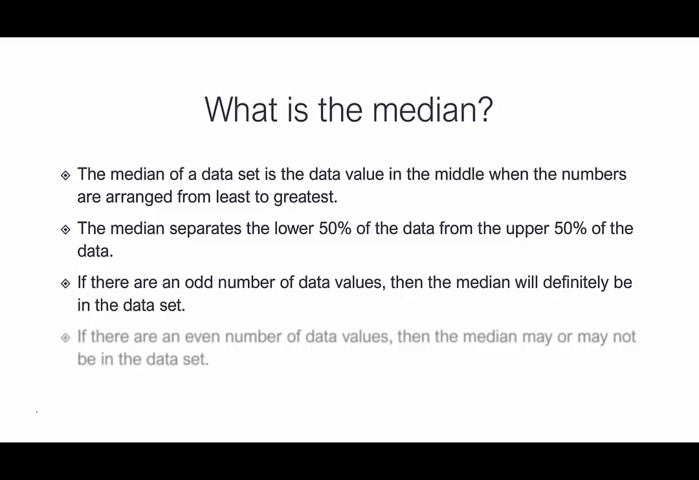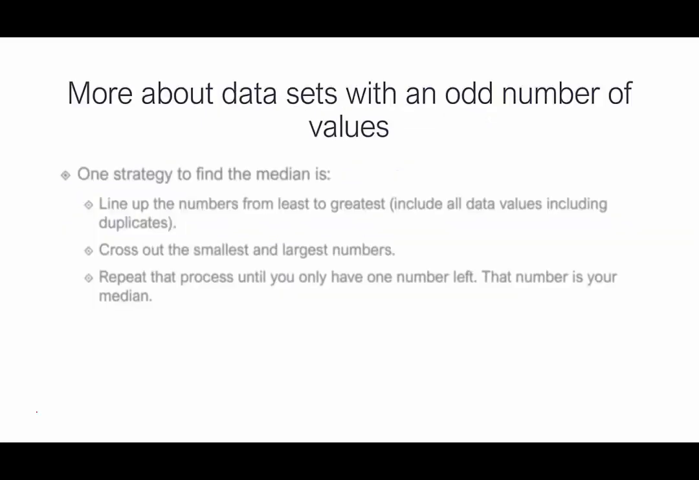If there are an odd number of data values, then the median will definitely be in the data set. If there are an even number of data values, then the median may or may not be in the data set. We're going to focus first on data sets with an odd number of values.